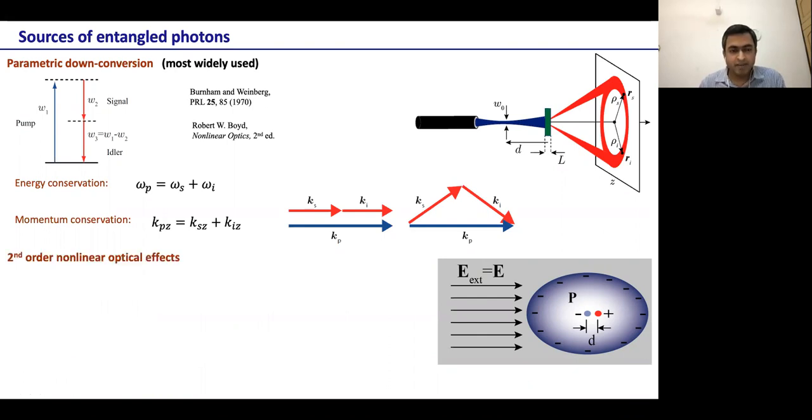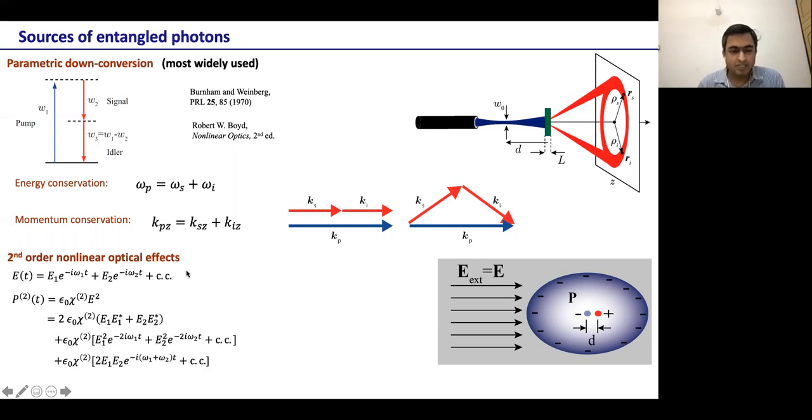If you look at the very basic second order nonlinear optical process, the polarization is epsilon naught chi 2 E squared. Let's not go into what these things are, but polarization is proportional to E squared. And let's say the field has two frequencies, omega 1 and omega 2. With this field, and its complex conjugate part as well, we square it, and it has a total of 16 terms, which can be written like this.